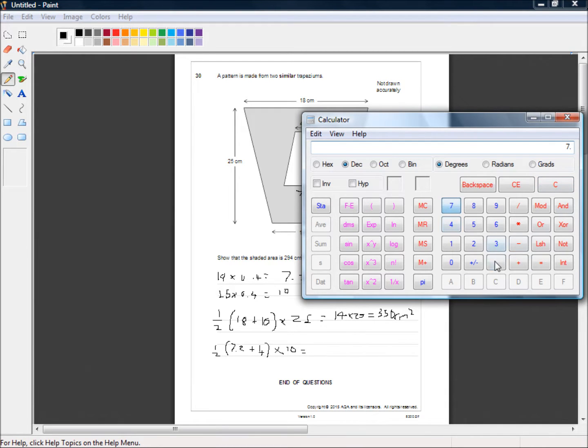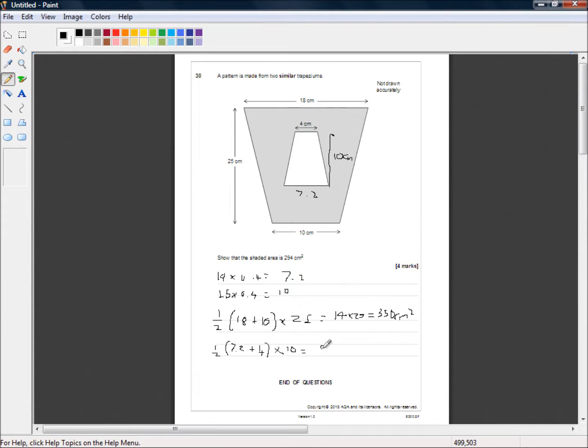So it's 7.2 plus 4, and that times by 5 is equal to 56.